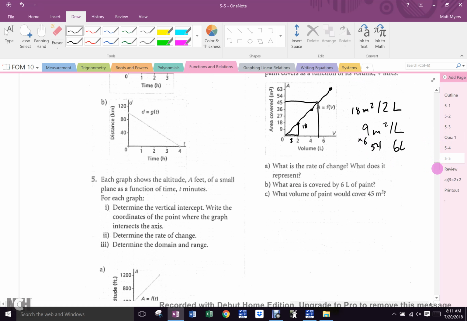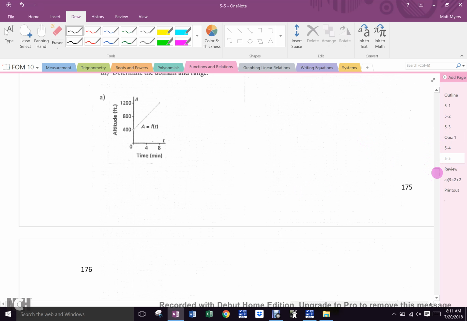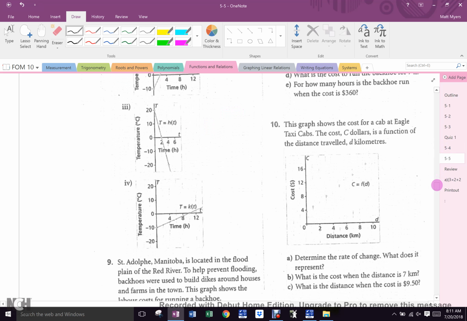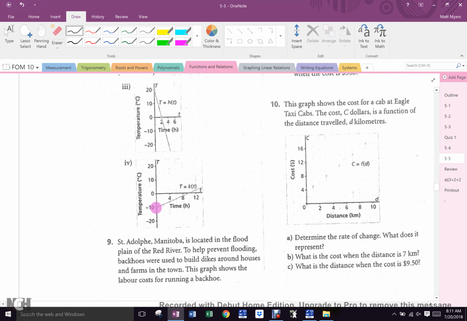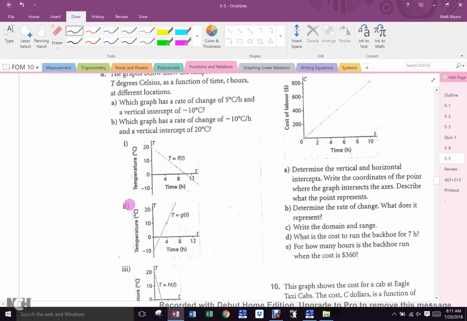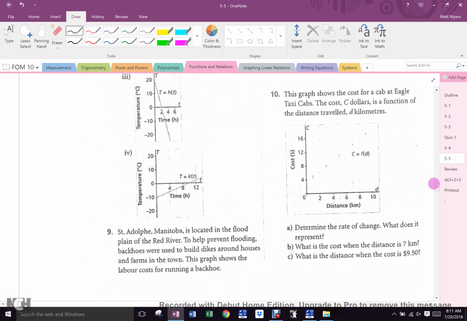Isha. Number 8. Sim sim salabim. The graph below shows temperature. So what is the rate of change? Which graph has a rate of change of 5 degrees Celsius per hour and a vertical intercept of negative 10? Well, vertical intercept of negative 10, well, there's one of them, so it could be 4. And there's another one, it could be 2. Then I have to check the rate of change.